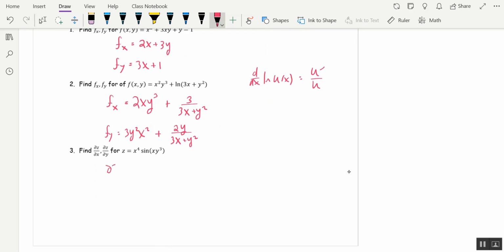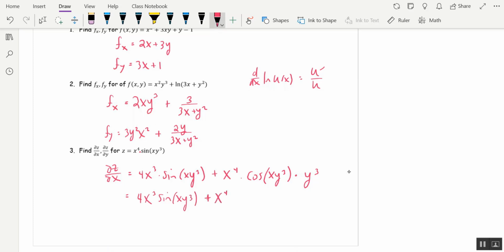Find the partials again, so del z del x. Here we need the product rule because we've got the product of two functions of x. So I'll take the derivative of the first, that's 4x cubed, multiply by the second, sine of xy cubed, and add on the first function, x to the fourth, times the derivative of the second. So the derivative of sine is cosine. We leave the argument alone, xy cubed, but then by the chain rule, we need to multiply by the derivative of the inside. The derivative of the inside with respect to x is y cubed. So let's clean that up just a little: 4x cubed sine of xy cubed plus x to the fourth y cubed cosine of xy cubed.